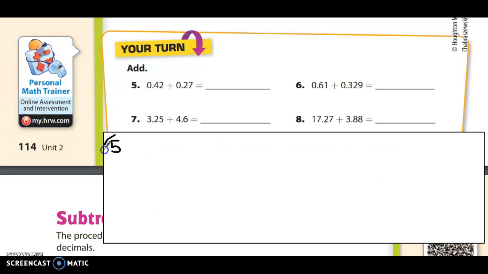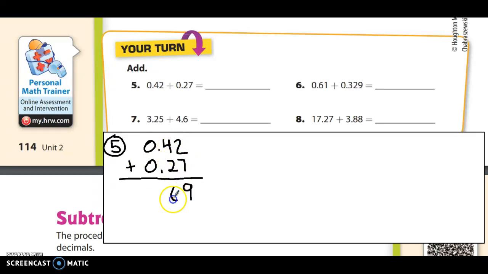All right, number 5 is 0 and 42 hundredths plus 0 and 27 hundredths. And that's simple. They're the same length already, so we just add up. 2 plus 7 is 9. 4 plus 2 is 6. Decimal comes straight down. 0 plus 0 is 0. I got 0 and 69 hundredths. And if this were money, we'd put a dollar sign, it'd be 69 cents, but it's just regular decimals.